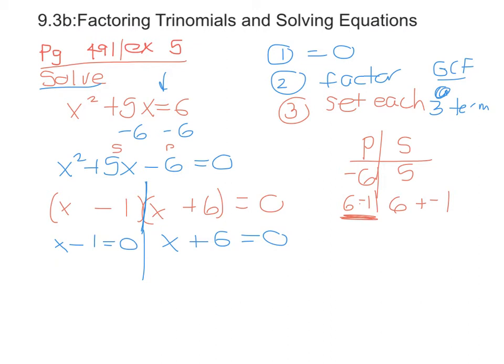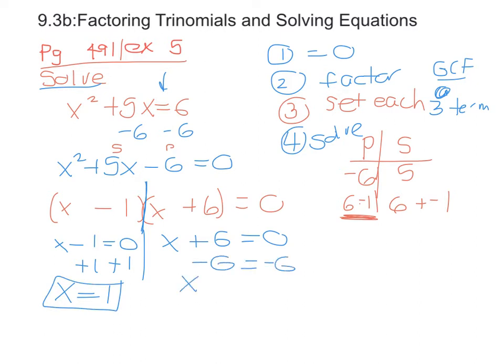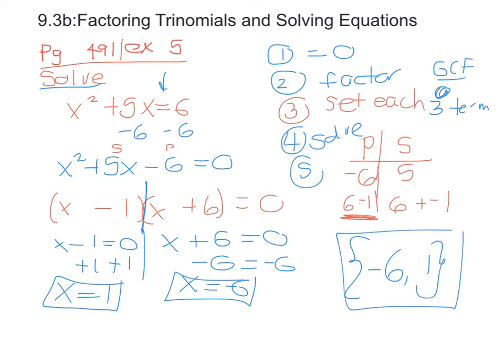And I'm on step 4, where I'm going to solve each equation. So I'm adding 1 and getting x equals 1 for my first equation, subtracting 6, and getting x equals negative 6 for the second. Step 5, put the answer into braces. I have negative 6 and positive 1. And this is done. Now, there is a check for this. You can take this to the original equation. So I'm going to give that a try. The positive 1 and the negative 6.